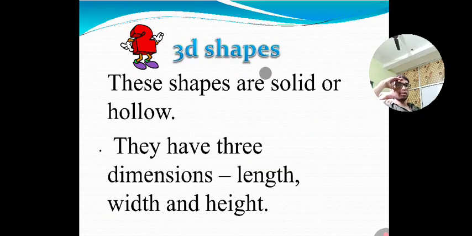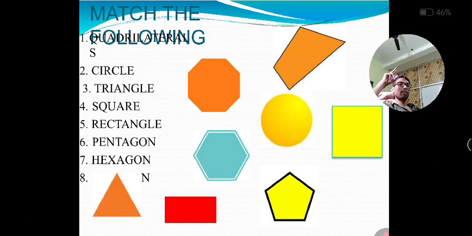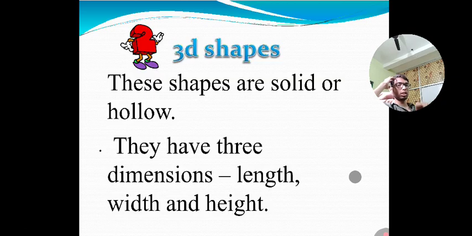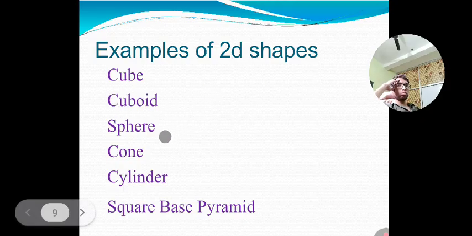Here we are talking about 3D, not 2D. In 2D we have two dimensions, just length and width, not height. But in the case of 3D, we have three dimensions: length, width, and height. This will look something different. Examples of 3D shapes are cube, cuboid, sphere, cone, cylinder, and square-based pyramid. All these are 3D shapes.